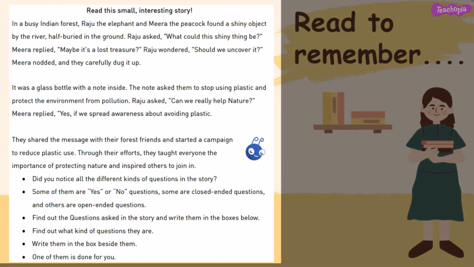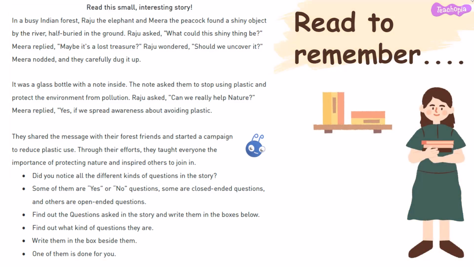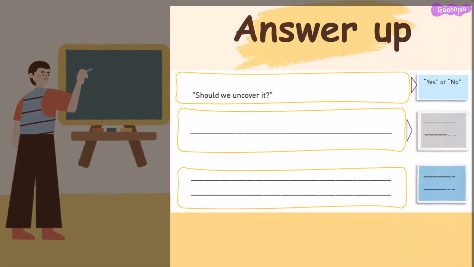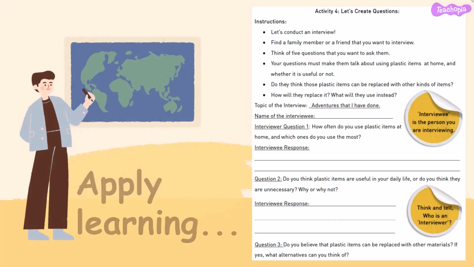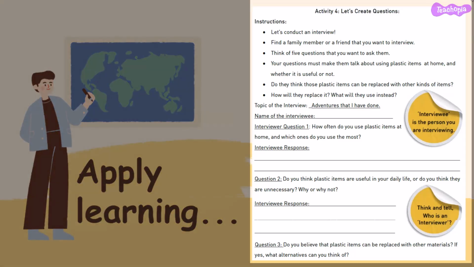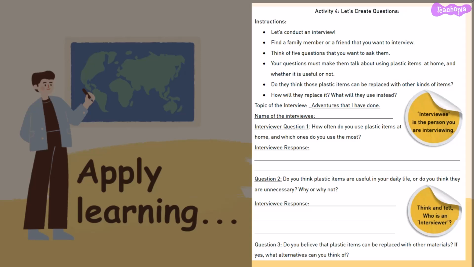The reading passage that is next given and introduced by Ansi is about Raju. This will take the learners through a couple of questions, after which the learners are required to segregate the questions from the story under yes or no question category, close-ended question category, or open-ended question category. Doing so, they will be ready to apply their learning in the next activity, which is activity 4.